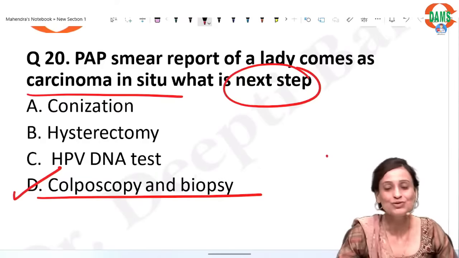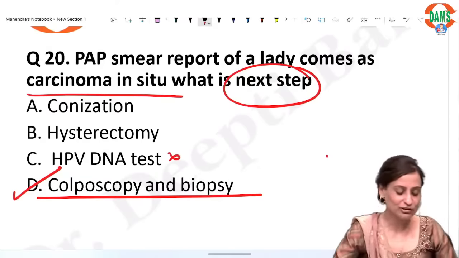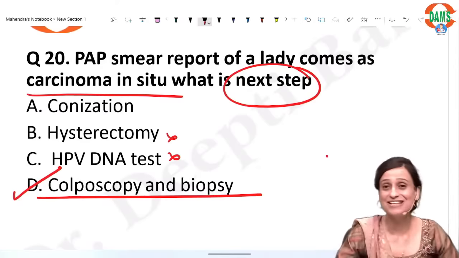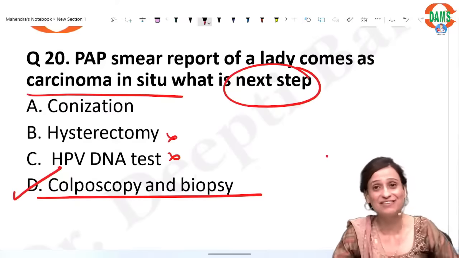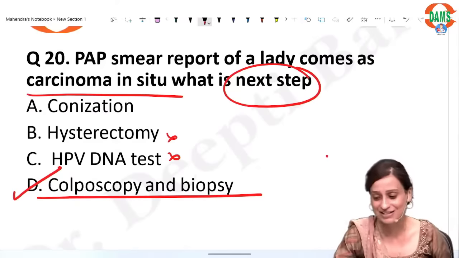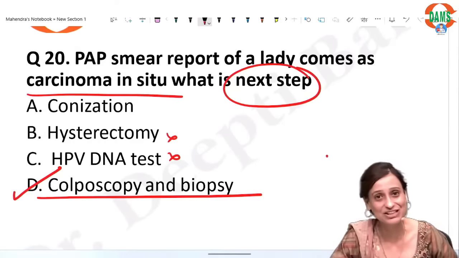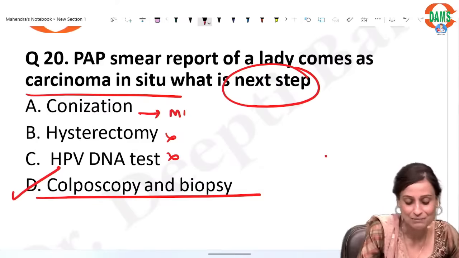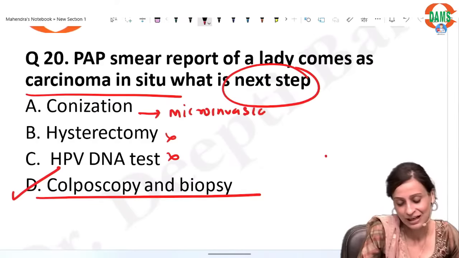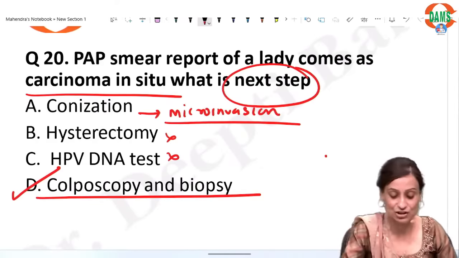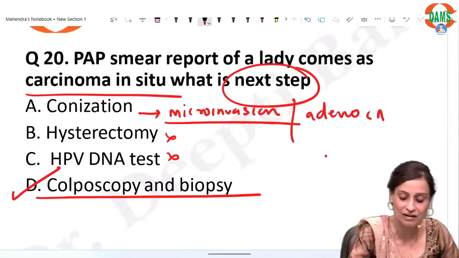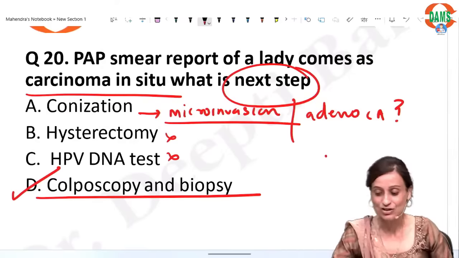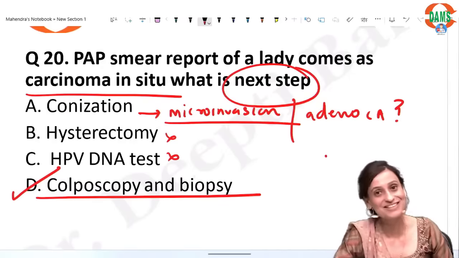Okay, so please remember, there is no point of doing HPV DNA, most of them are going to be positive. Hysterectomy is usually not done for pre-invasive lesions, and carcinoma in situ is a pre-invasive lesion. Conization is typically reserved when we want to look for microinvasion. So if you want to look for microinvasion, or if there is suspicion of adenocarcinoma, that's when you do a conization. Right? So colpo biopsy is the best answer here.